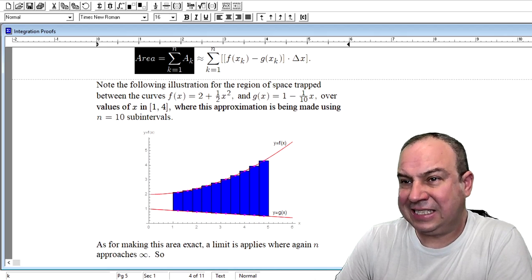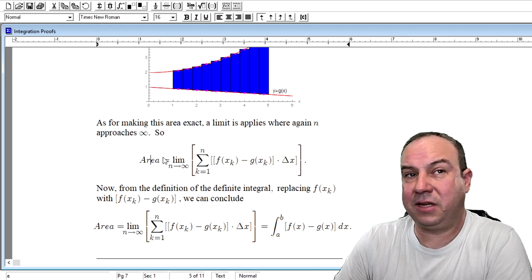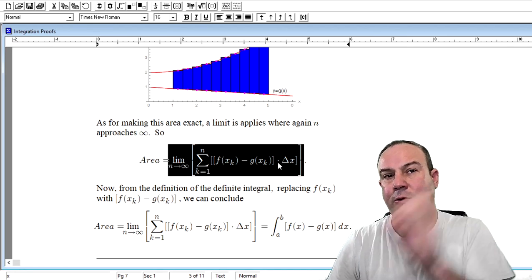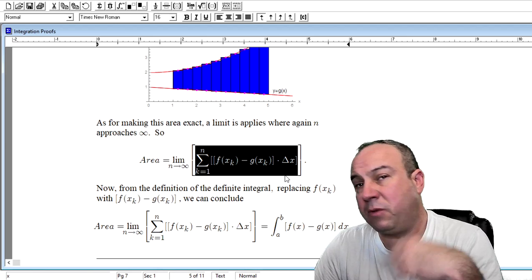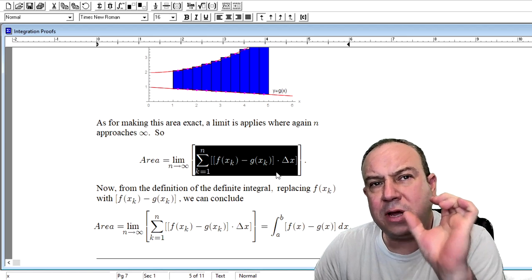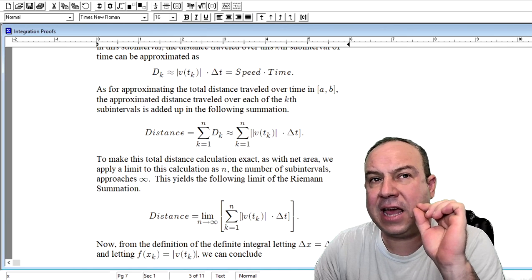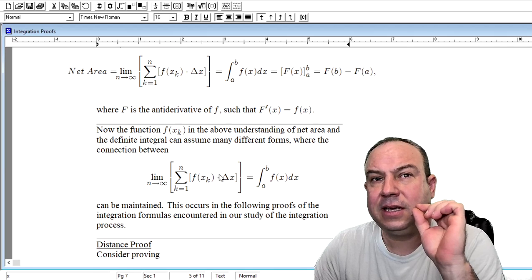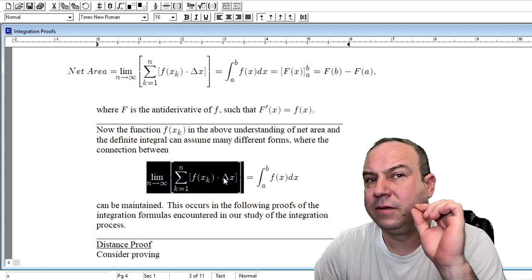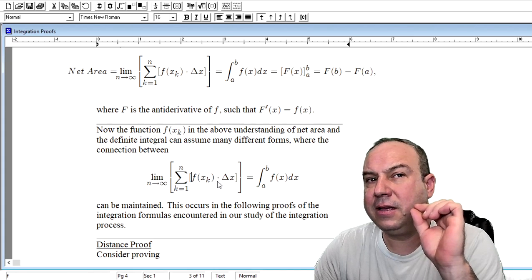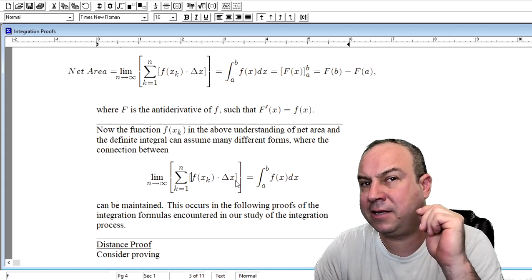And to make that then exact, as for making this area exact, we just apply a limit as n heads to infinity, and we're applying a limit to this statement here. Limit to the summation, the Riemann summation that we formed above, where the Riemann summation is a slight variation of our case for net area. Instead of having just f of x sub k times delta x, it's f of x sub k minus g of x sub k times delta x.